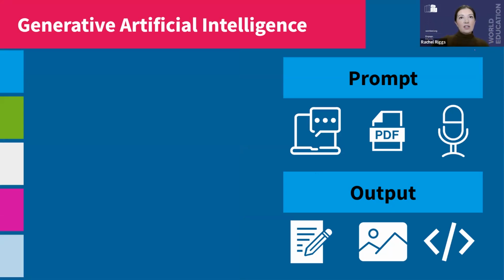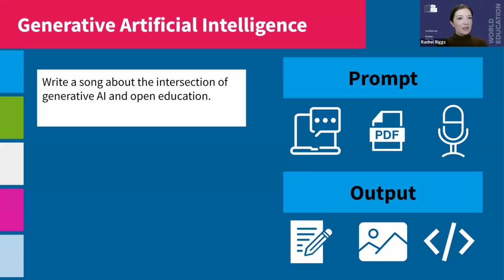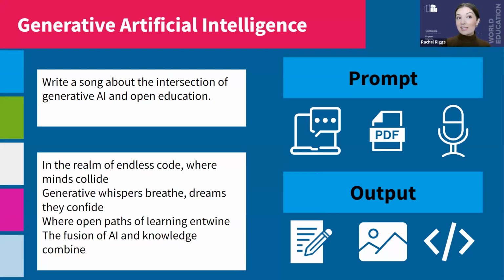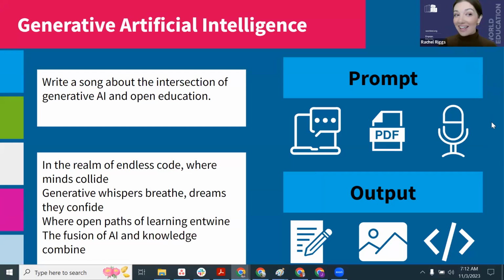So to give a little example of what that might look like, right? This is text that I've entered into a tool called ChatGPT. Write a song about the intersection of generative AI and open education. I will spare you guys. I won't sing the song, but I've already started putting a melody to it.